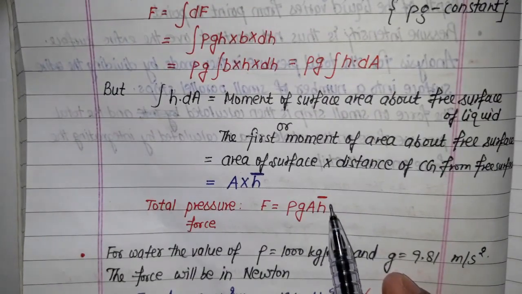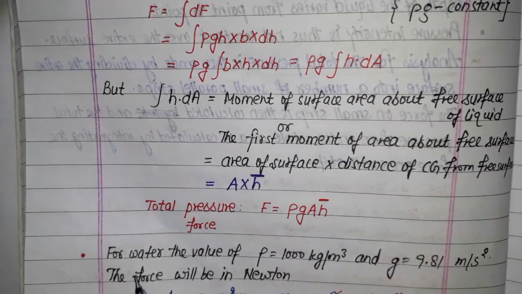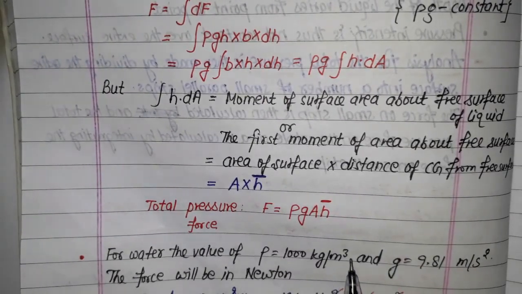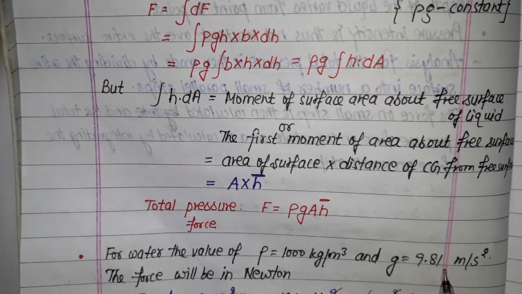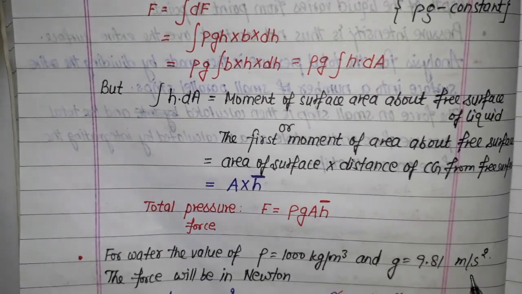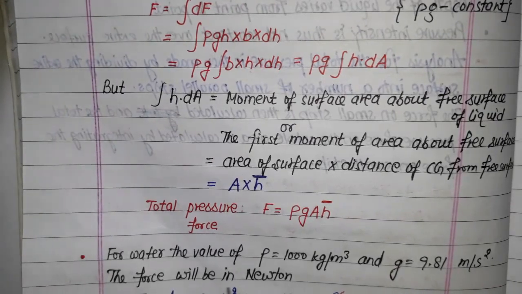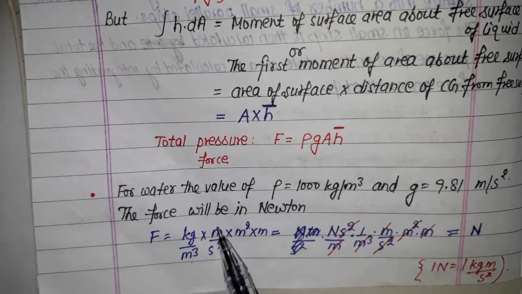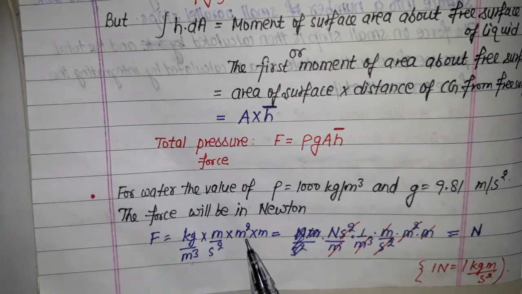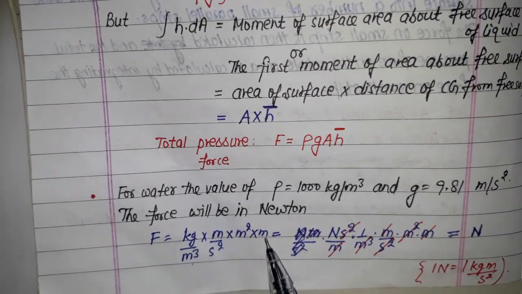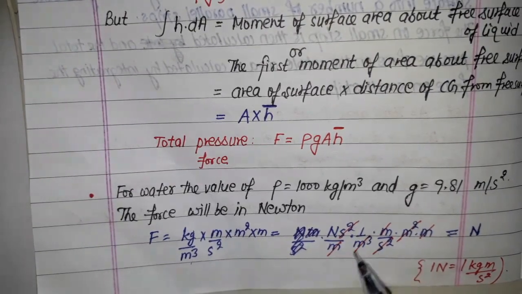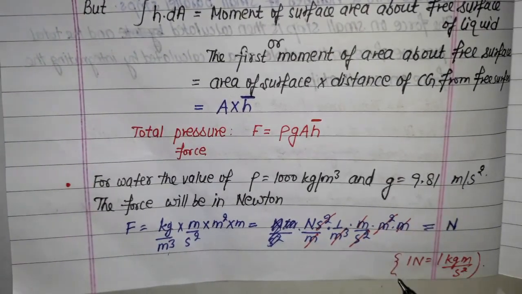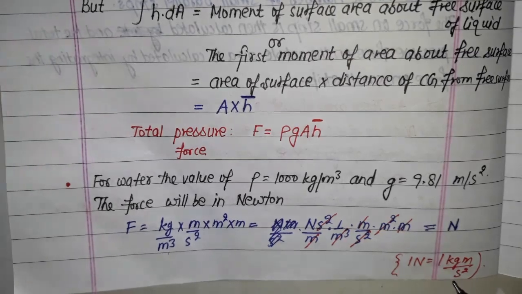For water, the value of density is 1000 kg per meter cube, which is constant, and the value of g is 9.81 meter per second square. If we want to know the force, it will be in Newton, because the unit of density is kg per meter cube, the unit of g is meter per second square, the unit of area is meter square, and the unit of h bar is meter. When we cancel the common terms, finally it is equal to Newton, and 1 Newton is 1 kg meter per second square.